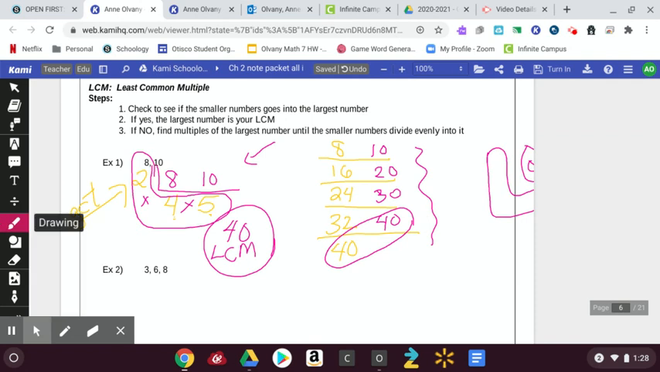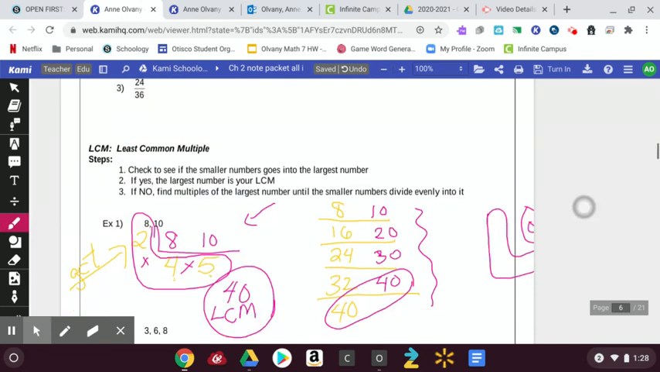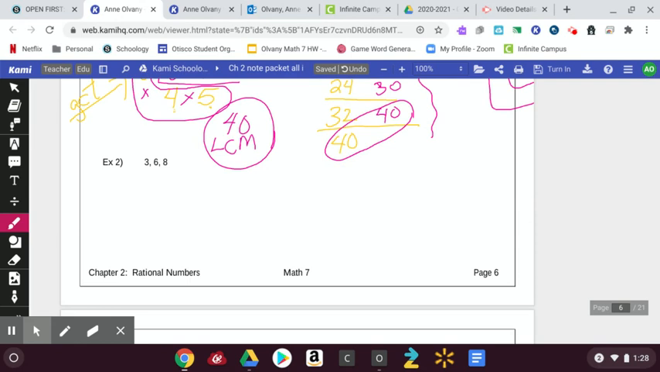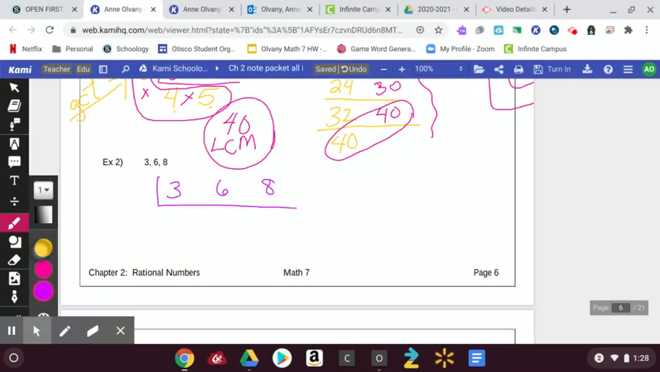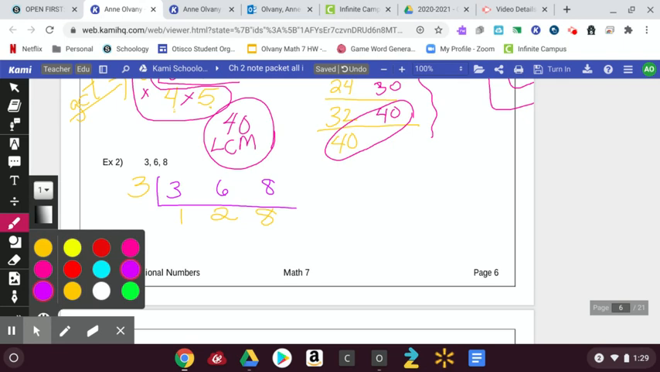Let's try another one. This one has 3 numbers. So we're just going to put all 3 numbers into our ladder. We have to come up with a number that divides into 2 or 3 of them. It doesn't matter if it's 2 or 3. So I might decide to say that 3 divides into 3 once and 3 divides into 6 twice. 3 does not divide into 8 evenly, so we just bring it down.